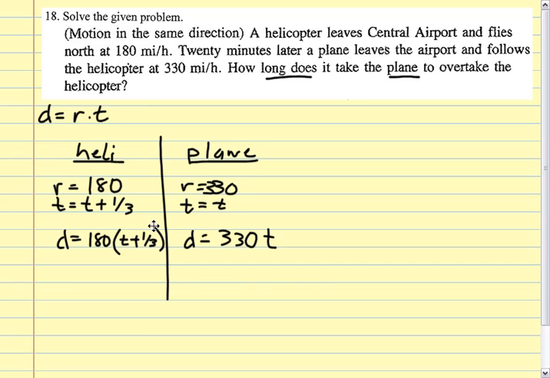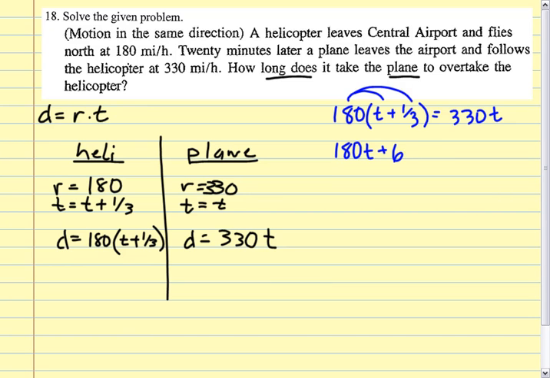So when I set up my equation, I'm going to say that 180 times t plus a third is equal to 330t. Okay? Now, Kyle, lead us through this. Now we just have an equation. Let's solve for t. On the left side, you're going to distribute. I'm going to get 180t plus, what's 180 times a third? 60. It is 60. All right, thank you, Kyle.